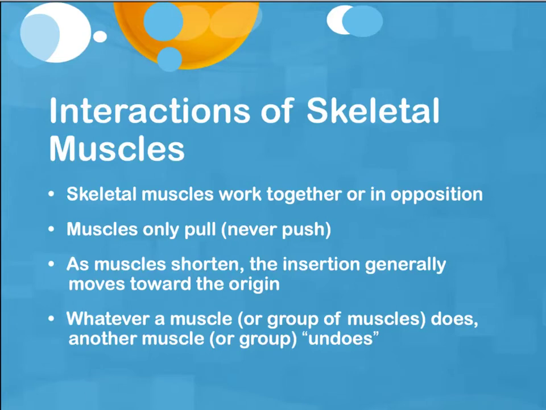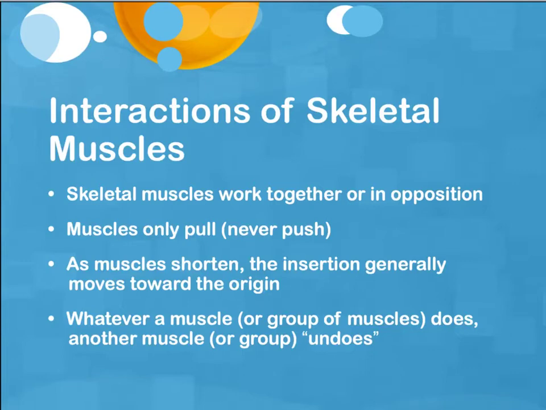Okay, so it's important to understand, especially when you're learning the individual muscles, how those muscles actually interact with each other, because it helps you learn the names and where they are and what they do by understanding how they work together. So, for example, all skeletal muscles work together or in opposition to each other. So your biceps and your triceps, they're working in opposition, pulling your arm in different directions. So by saying that, muscles only pull. They don't actually push. What you think would be pushing is actually the opposing muscle pulling.